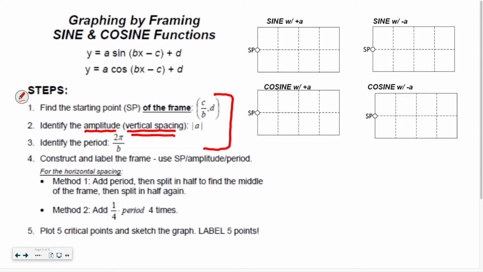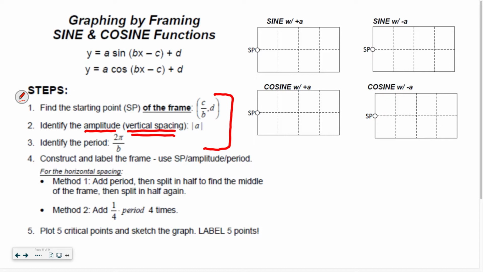And then the period is more in detail down here. It's your horizontal spacing. So I gave you 2 methods. Method 1. Whatever your x-coordinate is for your starting point, that's the beginning of your frame on the left. Add the period to it, and that's the end of your frame. And then you have to be kind of skilled at fractions, like what's in the middle of those 2, what's in the middle, what's in the middle. So you do like a bunch of halves.